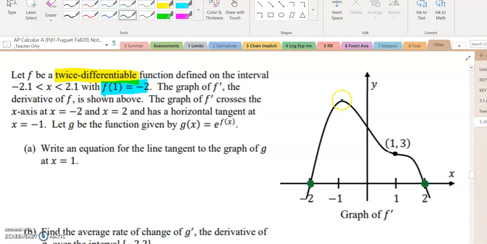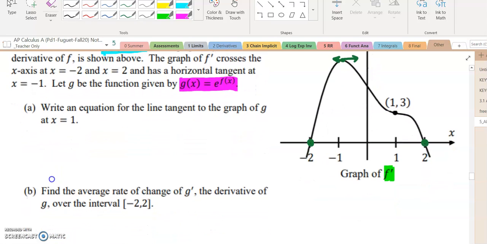It has a horizontal tangent line here at negative 1. And it looks like it's also going through the point (1, 3), which is going to be important. Keep in mind that this is the graph of f prime. Finally, there's another piece of information here. It says let g now be a function defined by g of x equals e raised to the f of x. So g is completely separate, even though f of x is involved in it. We have all that information, and we're going to come back and reference all of it throughout these next 4 parts.